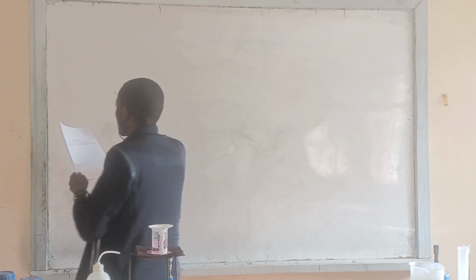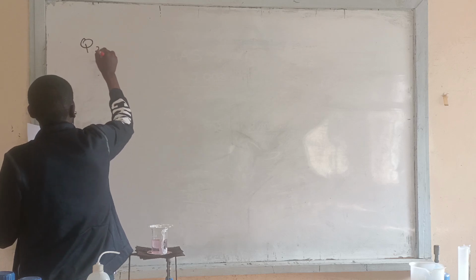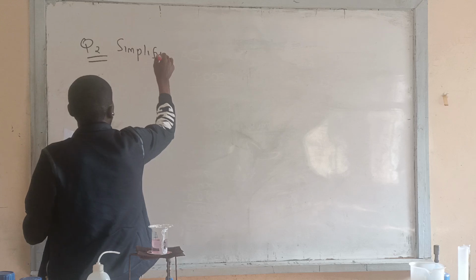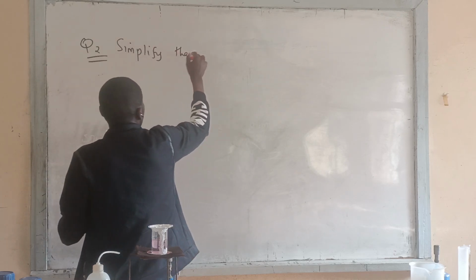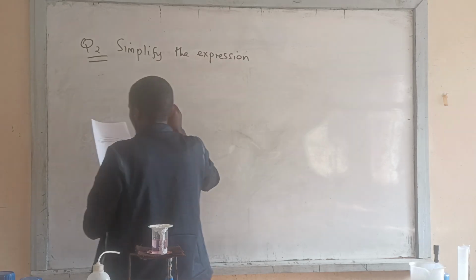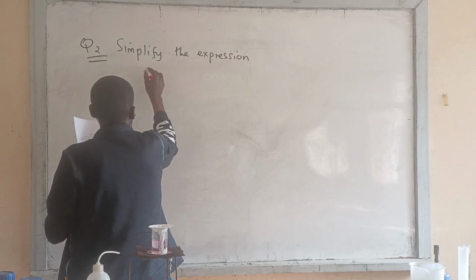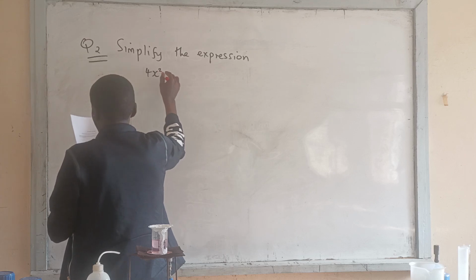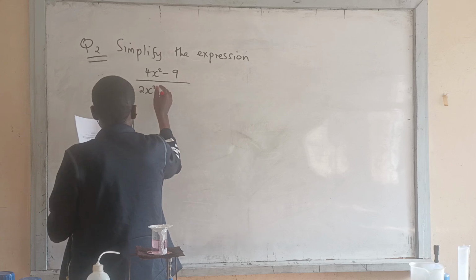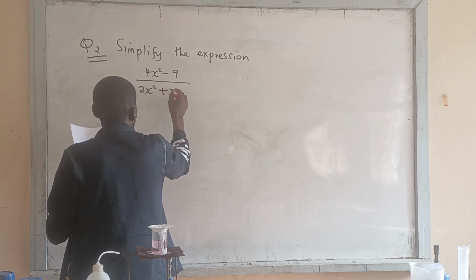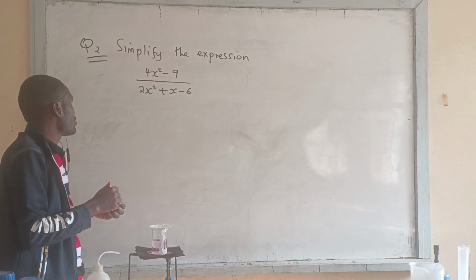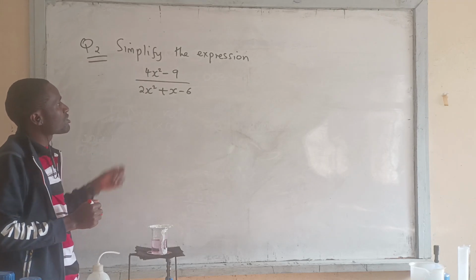So the question says, simplify the expression. So you've been told, simplify the expression, and you've been given this: 4x squared minus 9, divided by 2x squared plus x minus 6. So you have been given this as a question to actually work on. You've been told to simplify the expression.